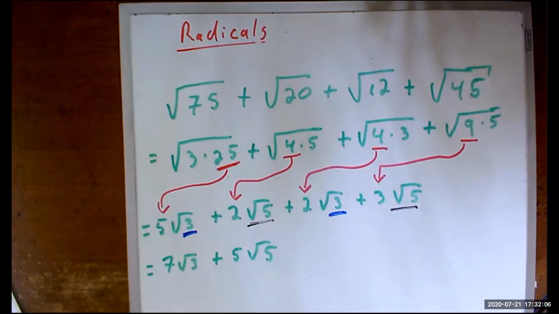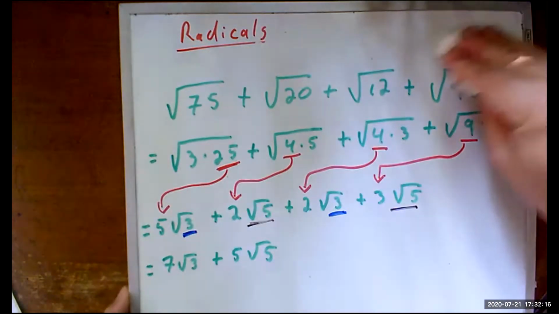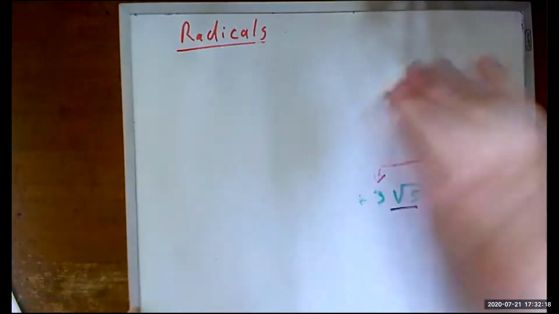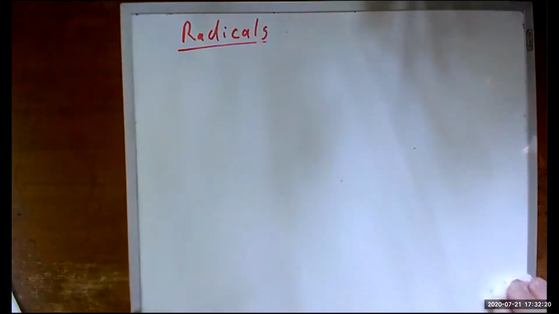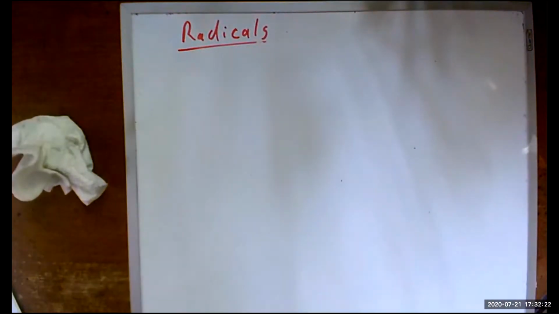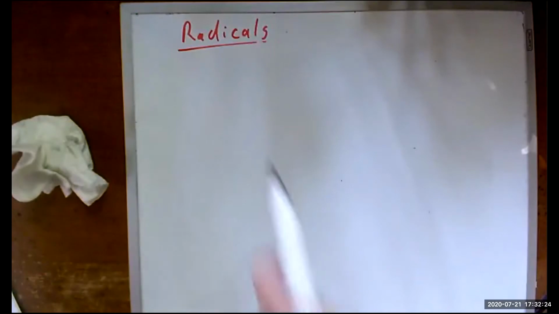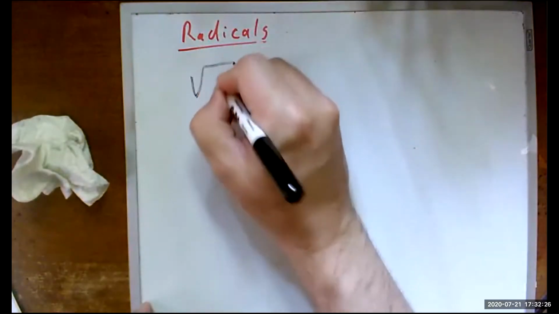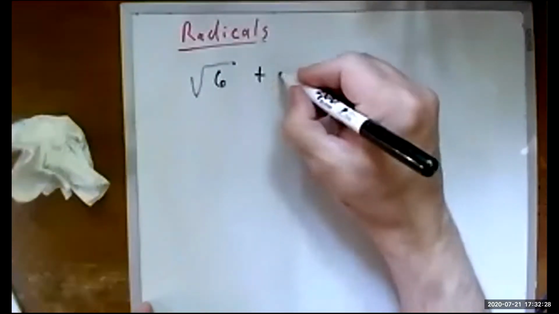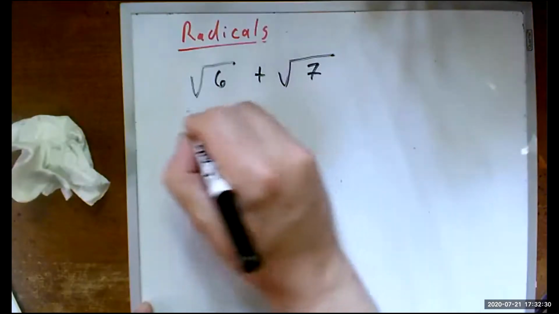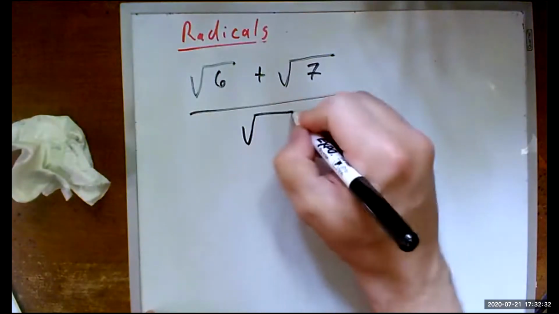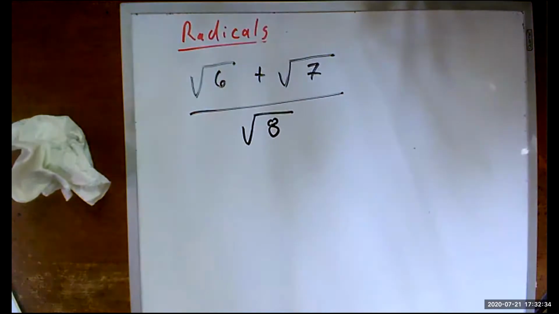One more worked example, combining the two ideas. How do we rationalize the denominator, which is to say, how do we get rid of the radical on the denominator while still simplifying all of our radicals? In this case, our question is going to read the square root of 6 plus the square root of 7 all over the square root of 8.